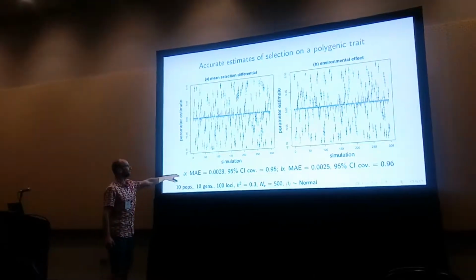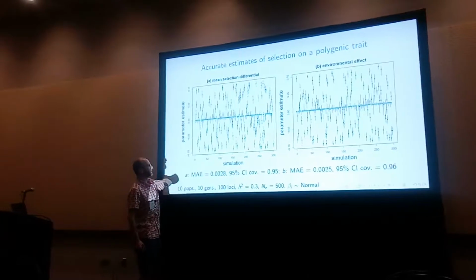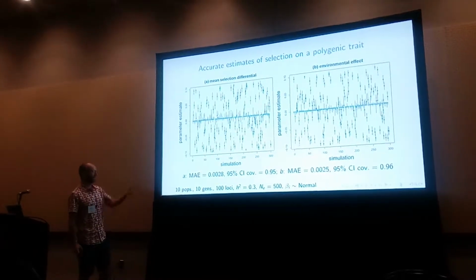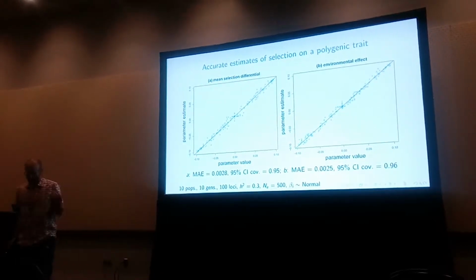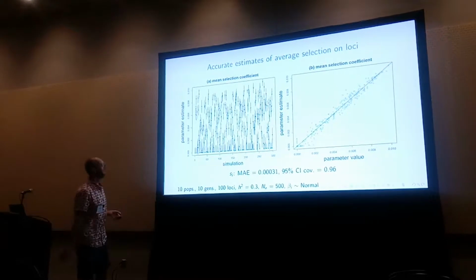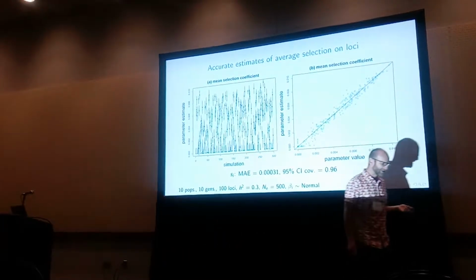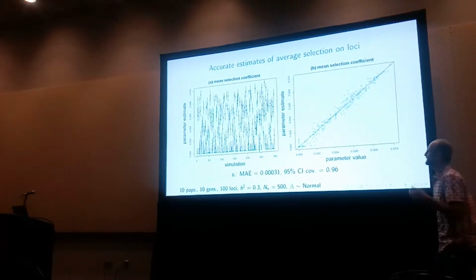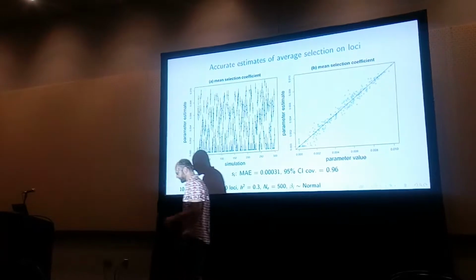The absolute errors are low, 0.0028 and 0.0025, and the 95% credible intervals cover the true value about 95% of the time. That's really happy. I can show it to you like this too, where it's the estimate against the real answer. That almost looks fake. It looks really nice. I can look at it in the context of one of those derived values. This is the average absolute intensity of selection on a locus. It's pretty good too. Low error rate with 95% credible interval coverage.